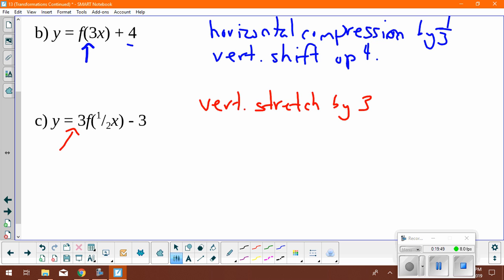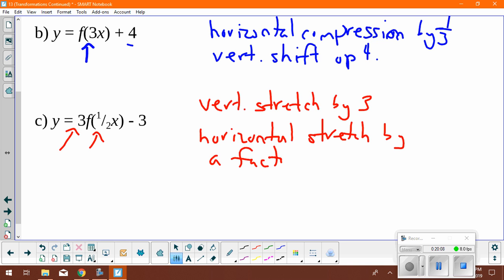Okay, f of 1/2 x. That is a horizontal stretch, since it's between 0 and 1, by a factor of 2. The reciprocal of a half is 2.